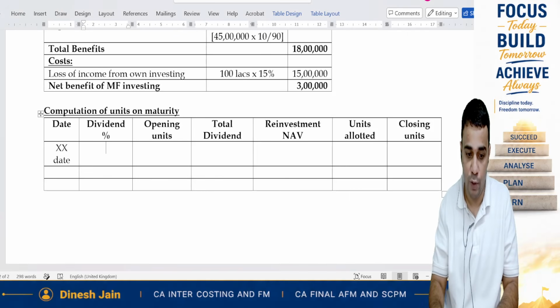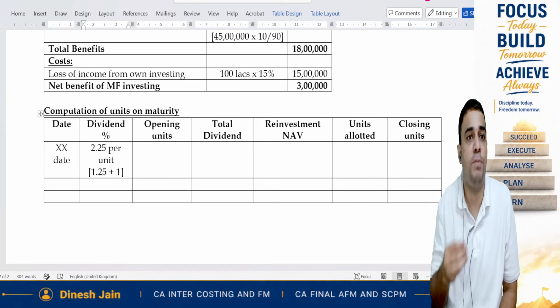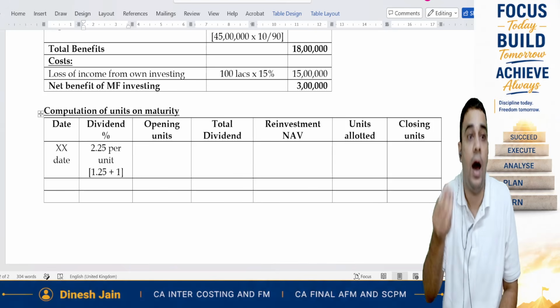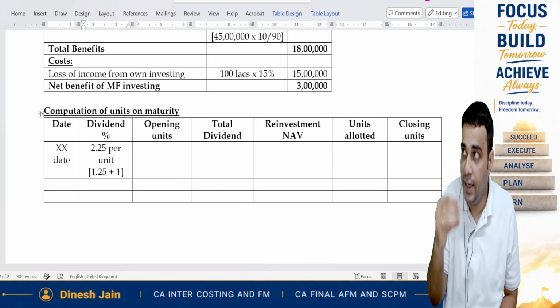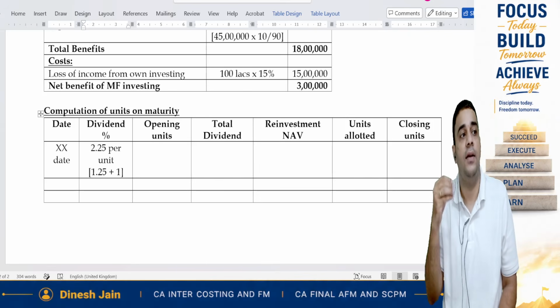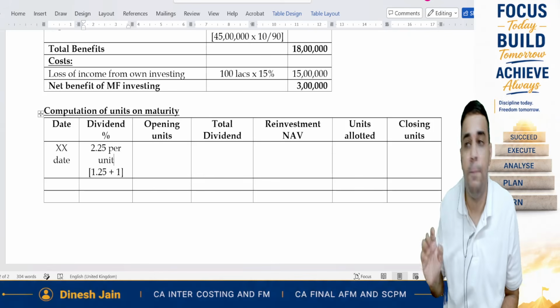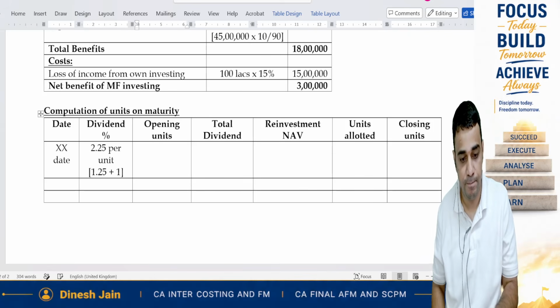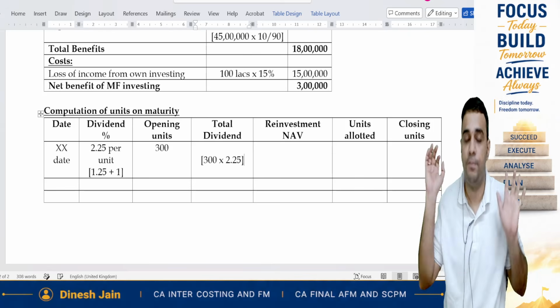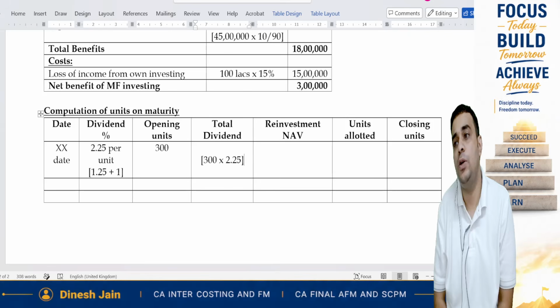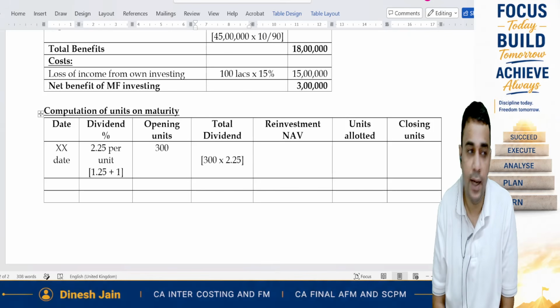Okay, 1.25, I don't have percentage. 1.25 plus 1, 2.25 per unit. If they give percentage, I'll have to multiply with face value or the NAV: dividend rate, dividend yield, dividend payout. 2.25 per unit. How many units are there? 300 into 2.25. Clear?